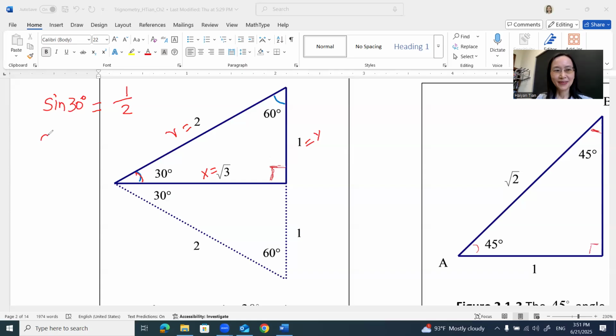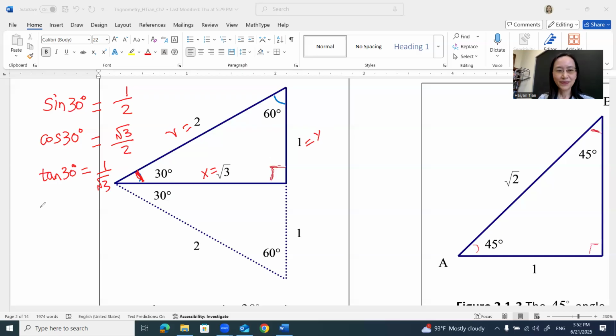Now, cosine 30 degrees is x over r. X is the square root of 3 over the hypotenuse, which is 2. And tangent 30 degrees is y over x. Remember, y is the opposite side, the side opposite to 30 degrees, over x, the side adjacent to 30 degrees, which is square root of 3.